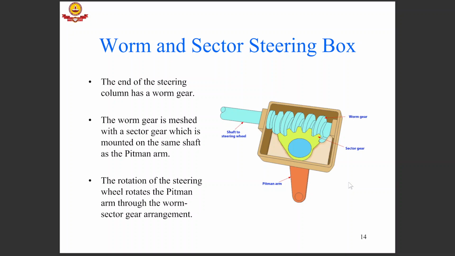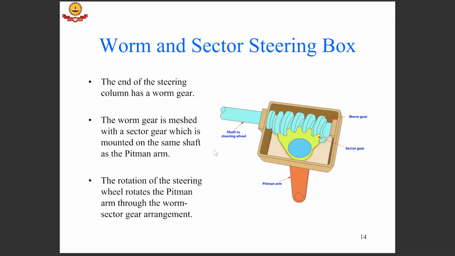By that, what we mean is, if we were to give any input to the steering wheel, then the worm gear would rotate and the sector gear would transfer it to rotation of the pitman arm. However, the tie rod forces will not be able to back drive the steering wheel, which is desirable in our case.